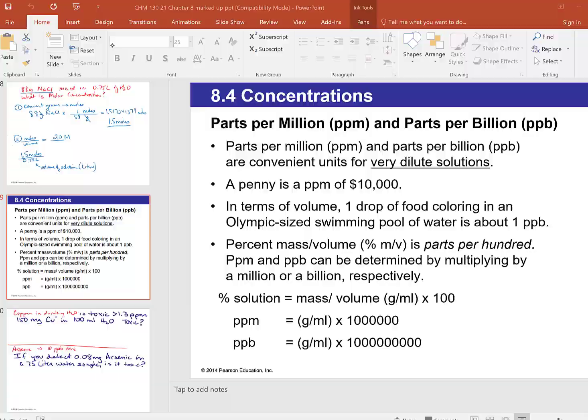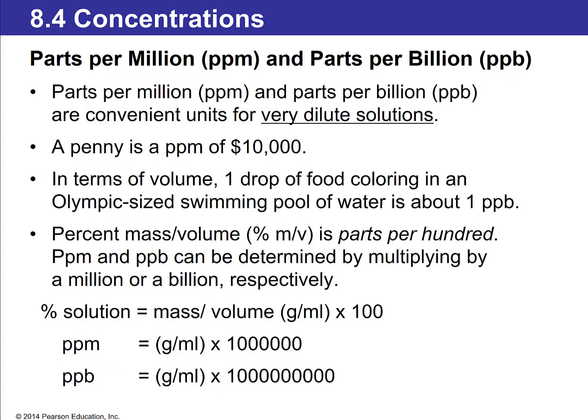Easy way to look at it. So parts per million and parts per billion is how you measure very small amounts. If you think of a percent solution, it's really like a part per 100. Because you put it in grams per mil and you multiply your answer times 100, and that's how you put it in the percent form.